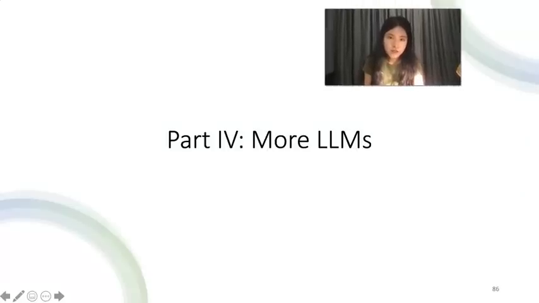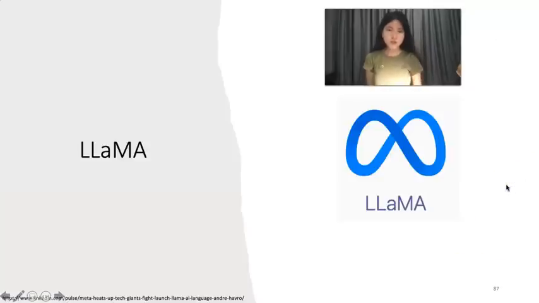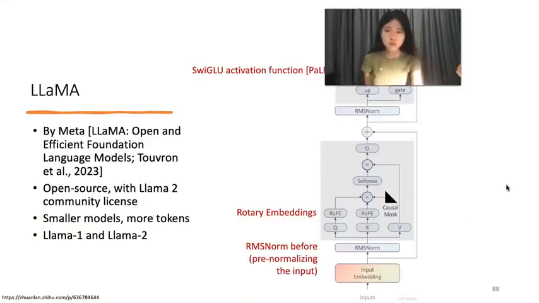All right, now let's talk about more large language models. First of all, let's talk about Llama. Llama is an open source large language model by Meta. And in terms of open source, it still has some restrictions, so it's licensed under the Llama 2 community license.